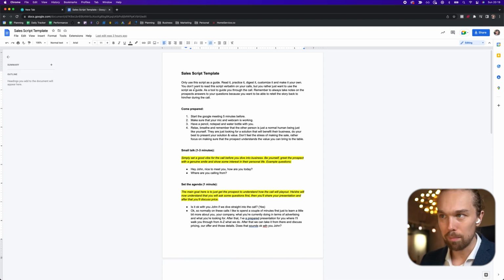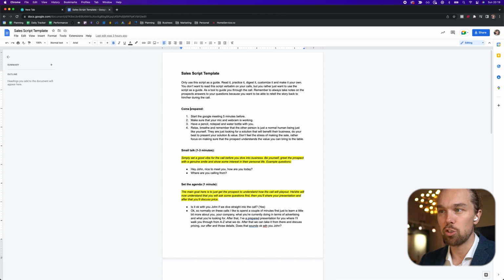So, sales script template: only use this script as a guide. Read it, practice it, digest it, customize it, and make it your own. You don't want to read this script verbatim on your sales call, but rather use it as a tool to guide you through the call. Remember to always take notes on the prospect's answers to your questions, because you want to be able to recall the story back to him or her on the actual call. I'm going to mention more about that here in just a second.